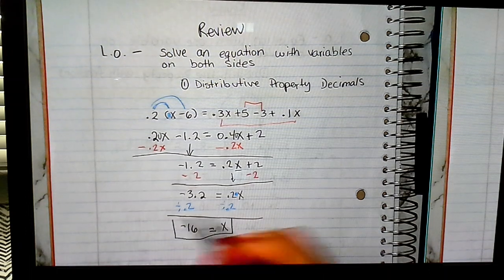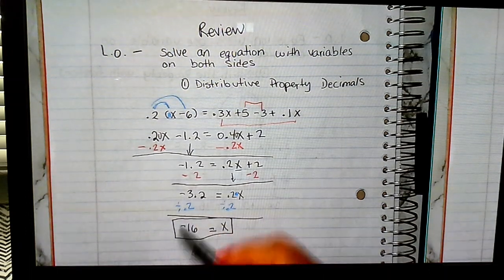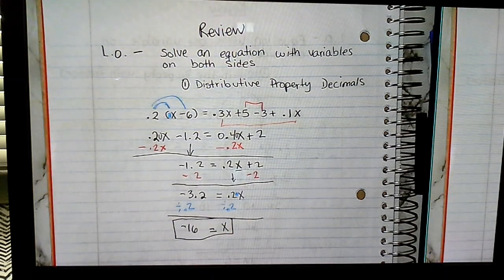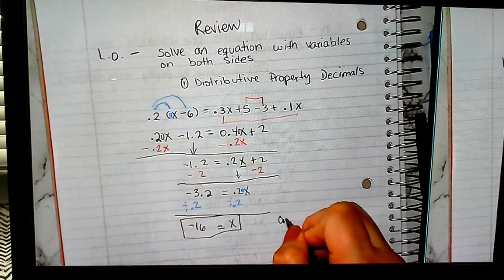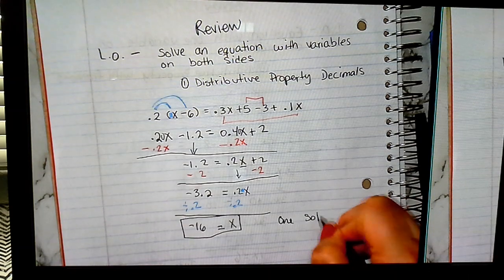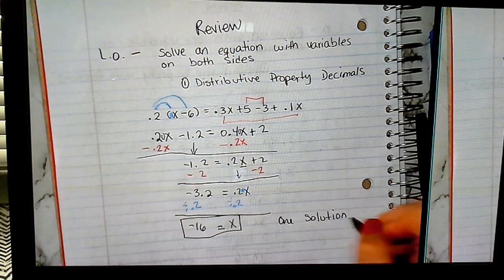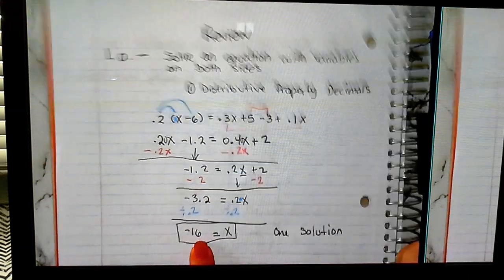What type of solution is this? This is a 1 answer, a 1 type of solution, so this is a 1 solution. This has 1 solution, mainly when x equals negative 16.